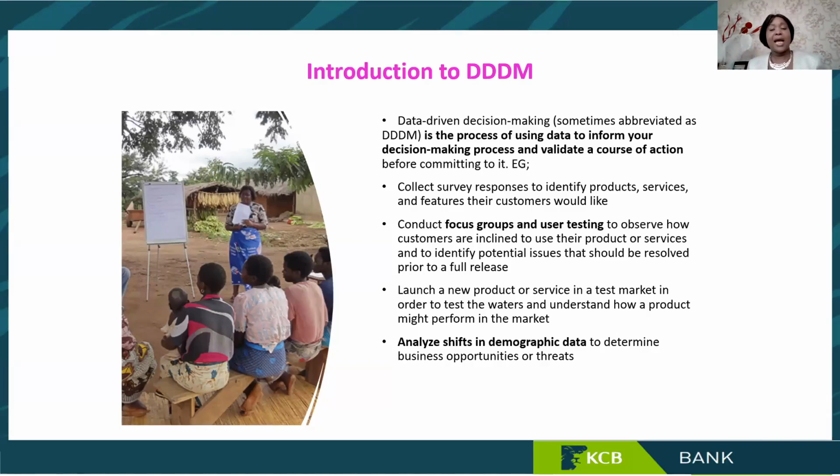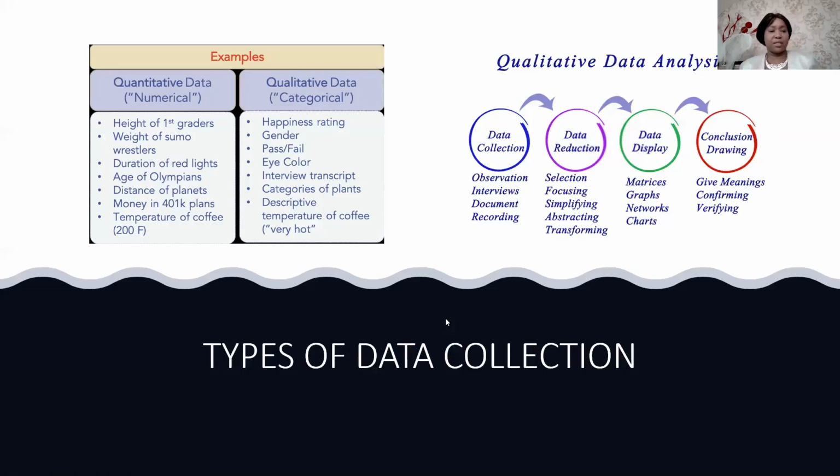And finally, analyze the shift. Data helps us to analyze the shift in demographic data that determines some of our business opportunities and threats. Now, there are two types of data. The first one is quantitative data, and the second one is qualitative data.